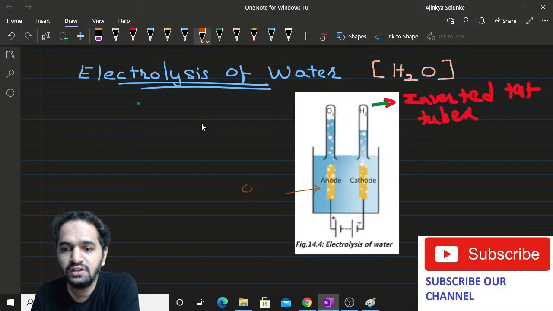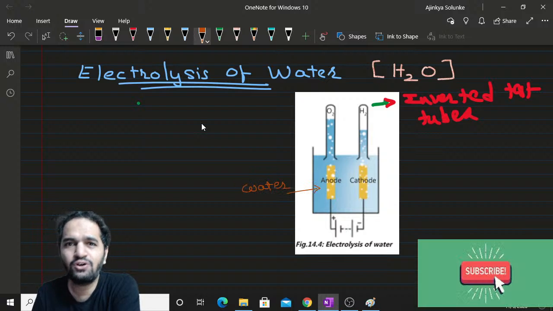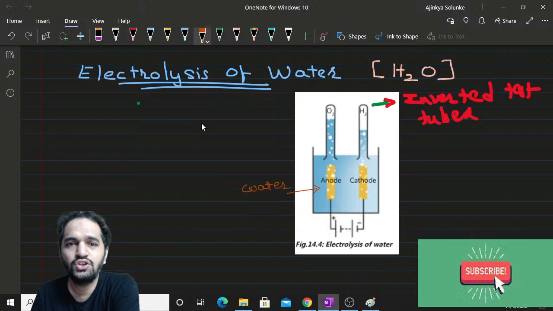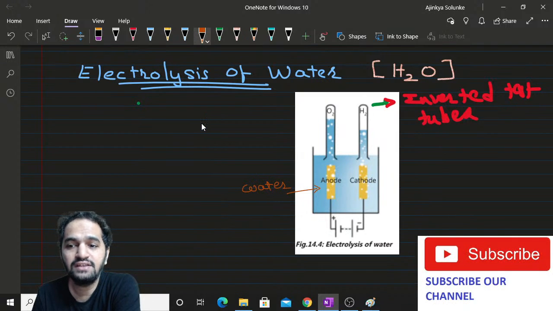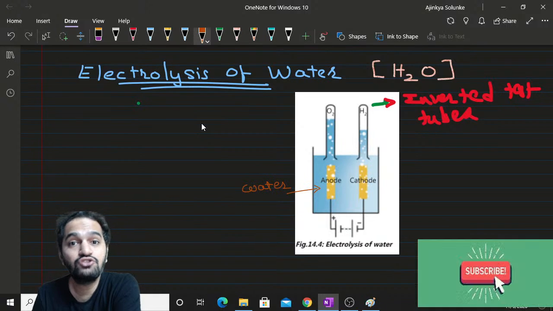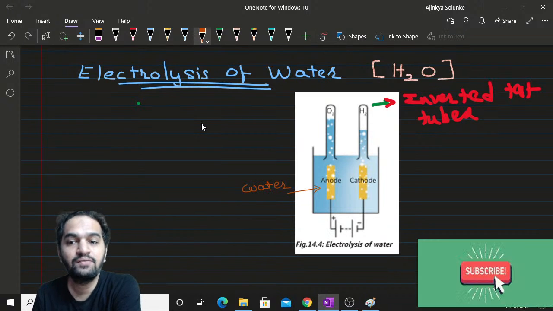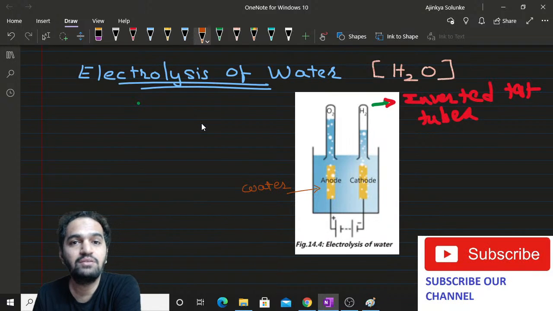Does water carry electricity? Like pure water? What do you think? Does pure water carry electricity? No, right? It's not an electrolyte. So if it is not an electrolyte, then you need to make it an electrolyte. And how can we make it? By adding impurities. And what is the best impurity you can add? You can add acid inside it, and then it will become an electrolyte.